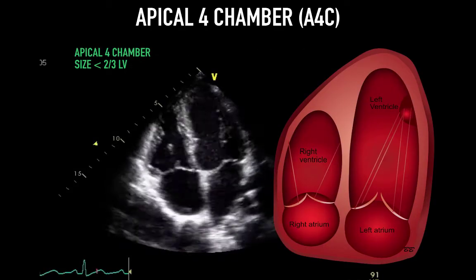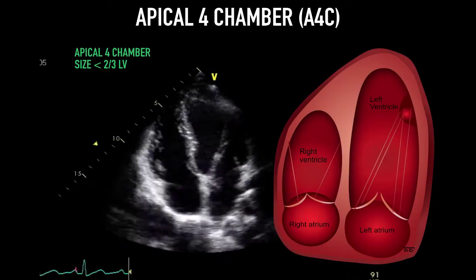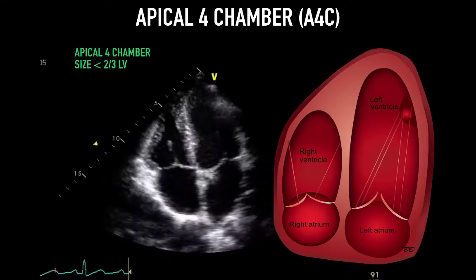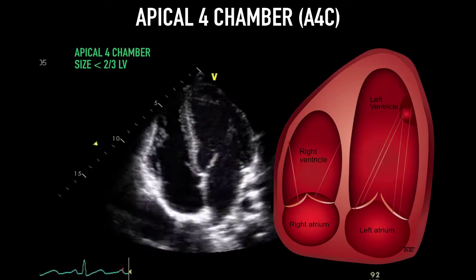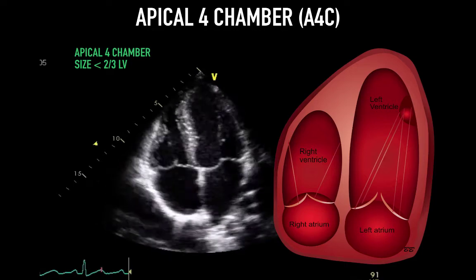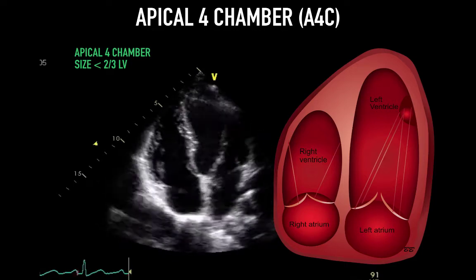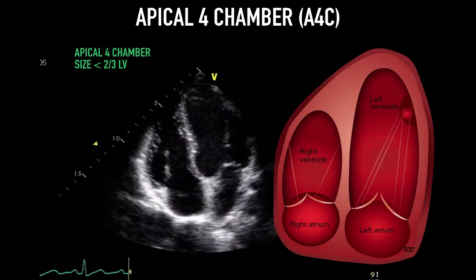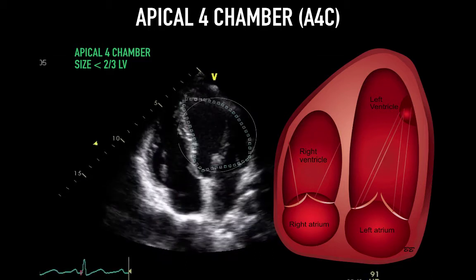RV size is visually compared to the LV in a non-foreshortened apical 4-chamber view. Really we're looking at the LV-RV ratio, measured at end diastole. If we stop the image here in diastole, what we can find is effectively a ratio of the RV, which is 2/3 of the LV, or less than 0.6. If the RV size equals the LV size, then you have moderate dilatation. A severely dilated RV will actually be bigger than the LV.